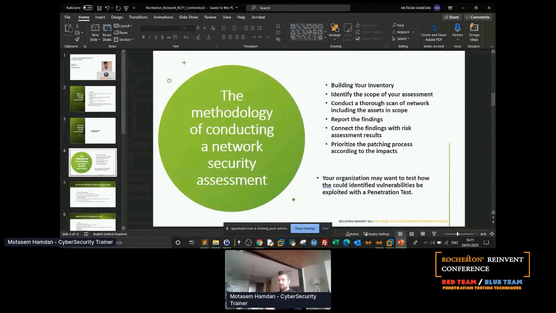Lastly, prioritize the patching process according to the impacts. Now, the patching process could be undertaken by the same agency or the same team who are conducting the Nmap security assessment, or it could be your internal team. If you have system administrators who work on your IT assets, they could be the key persons who will patch the vulnerabilities, right? If they are qualified, of course. If they're not qualified, then we're going to need the assistance of the security engineers to implement the patching process.